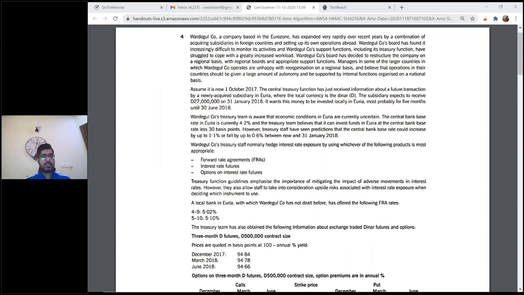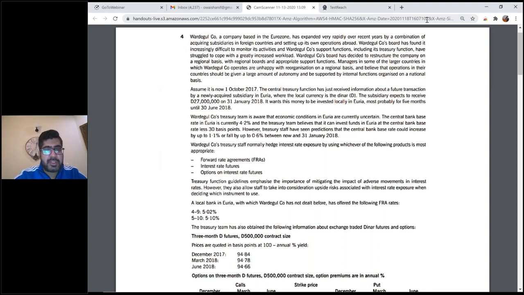So for 3-month futures, 500,000 is the contract size. Prices are quoted in basis points at 100 minus annual yield percent. Spot is 100 minus percent. December futures, March futures, June futures are given. There can only be one more future, that's September. That's not given, no concern.